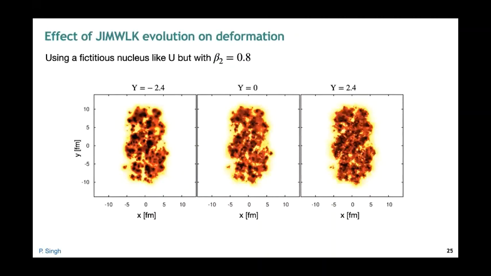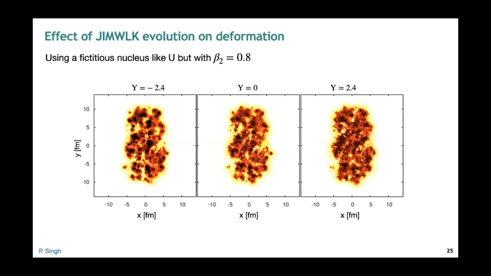Okay, now let's have a look at the effect of saturation on some deformed nuclei. So over here I'm using a fictitious nucleus, like uranium, but with a large deformation value. Again, we have the transverse profile for 3 different values of rapidity. Y equal to -2.4 is my initial rapidity. When you go towards larger rapidity, the shape of the deformed nucleus kind of remains intact. What you are seeing is basically more and more finer structures emerging inside the nucleus.